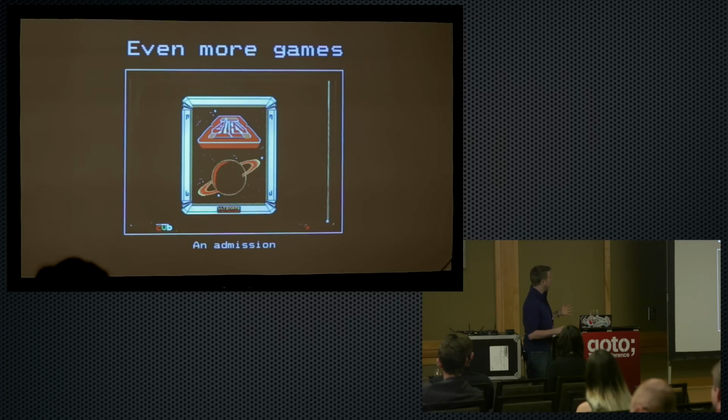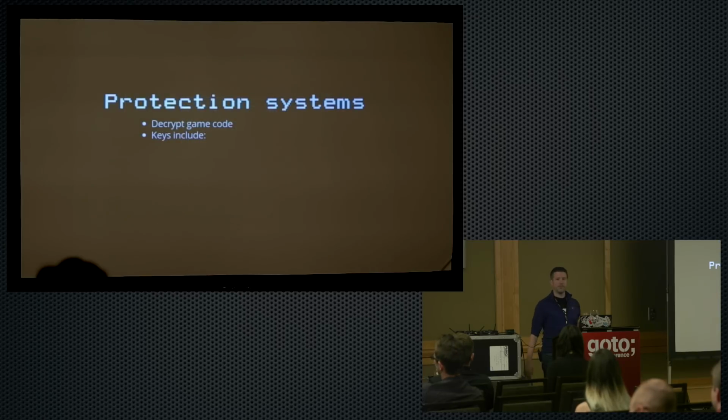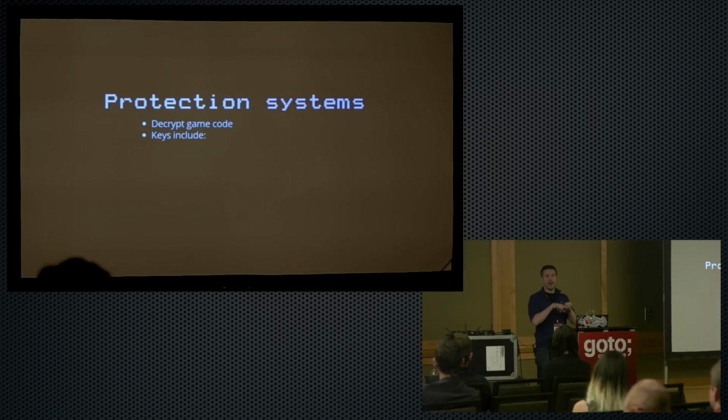But this game, Alien 8, and a bunch of other related games, all written by the same author, I could never get to work. And the reason for that is they had protection systems on them, which most games did, but these protection systems I was unable to break as a 15-year-old in my bedroom. So let's just talk briefly about what a protection system is. I mean, this is DRM, the birth of DRM, you could say. So the general gist of it is that the authors would take the game code, they would encrypt it in some way, and then they would place the decrypt routine just before they immediately ran into the game itself.